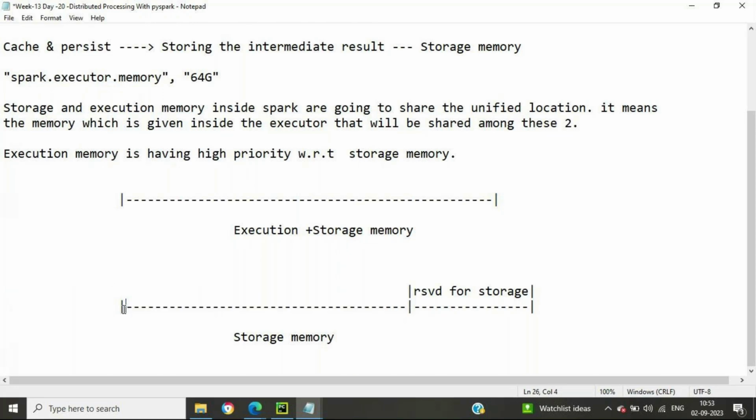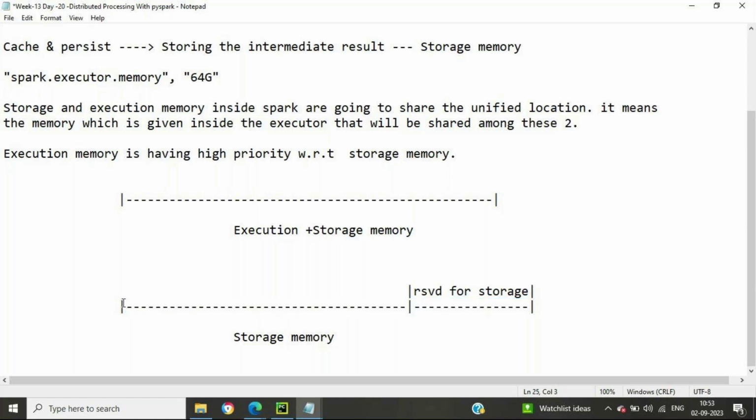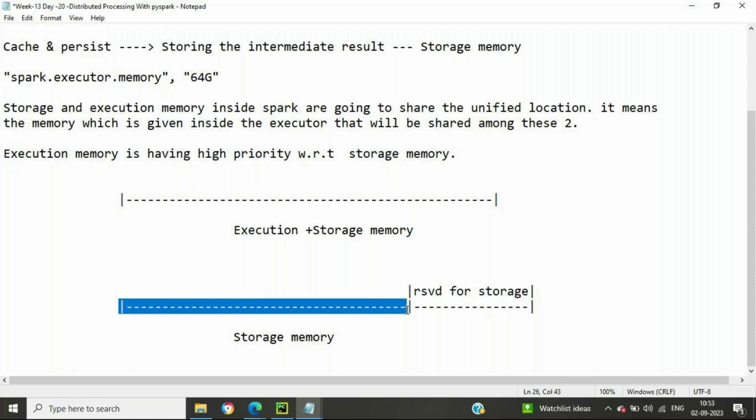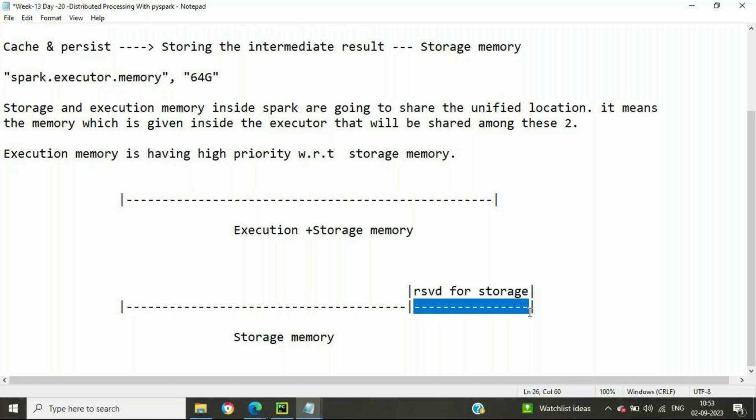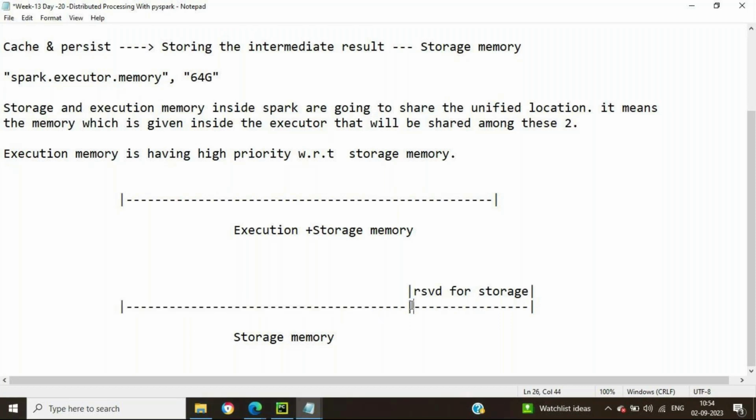If there is nothing for execution, then the entire memory can be utilized by storage memory. But if there is something for execution, then the storage memory needs to evacuate only this much space. This particular space mentioned over here will be reserved. This is the mixed approach, where we have the flavor of storage memory plus execution memory. Over here as well, the execution memory can evacuate the storage memory, but for this much portion only. So this mixed approach has certain benefits.